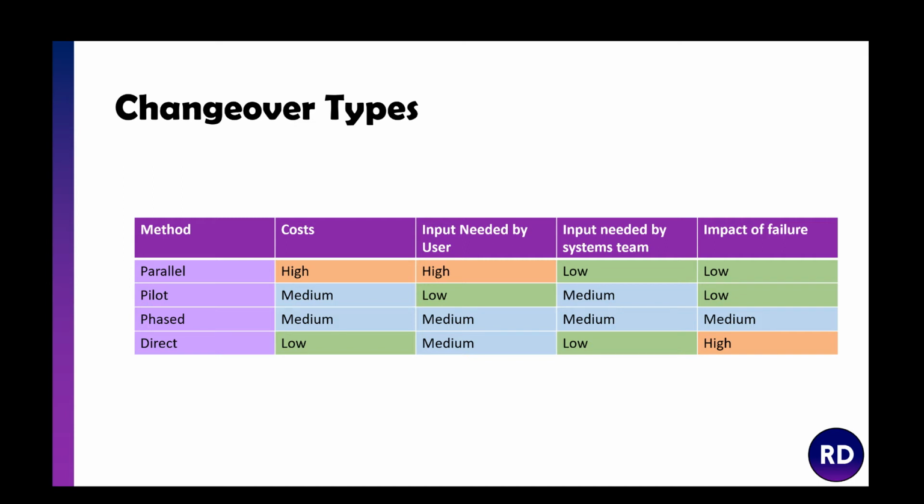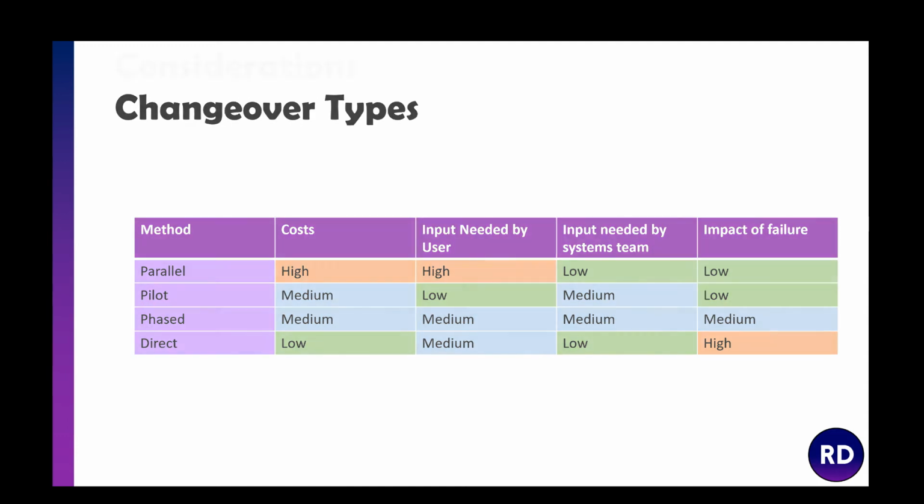Phased is sort of medium across the board. Direct costs you less. It's a reasonable amount of input from the user because they've got to adapt to a new system. The systems team will have to run 2 different systems at once, but if the failure happens, then there's a big risk there and a lot of things can go wrong.